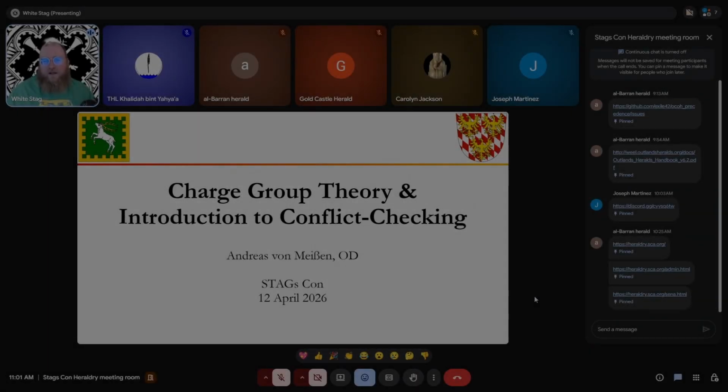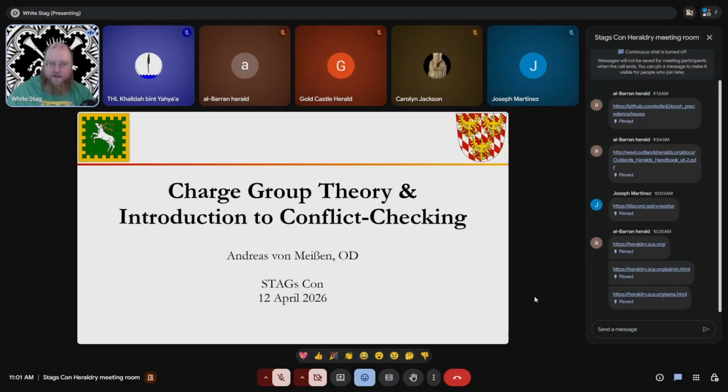Charge group theory and introduction to conflict checking. So this is going to be focused purely on armory because that's where charge group theory and conflict checking is appropriate. It occurred to me I didn't have a good class on this, and I figured since I know about charge group theory and how to conflict check, I should make a class for it.